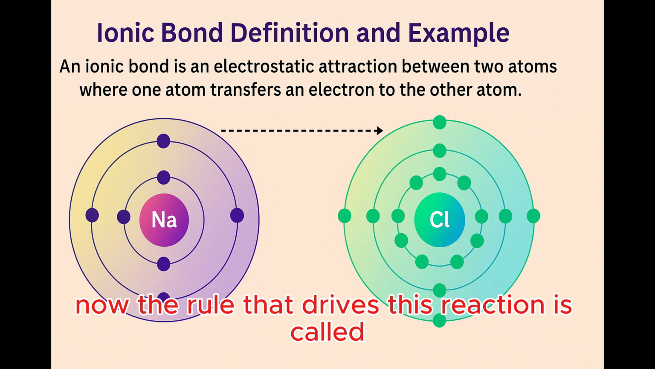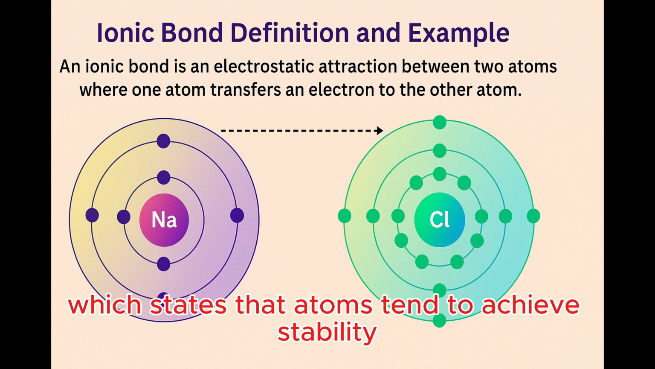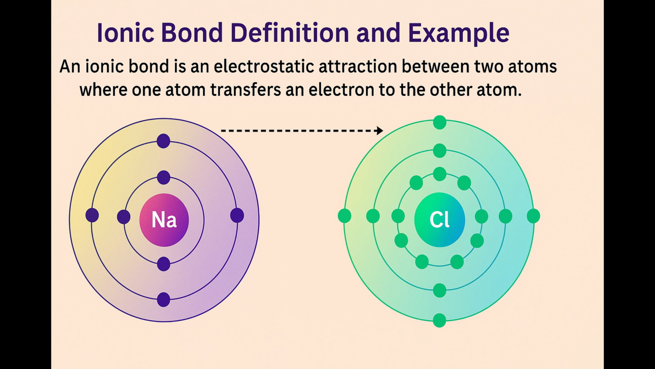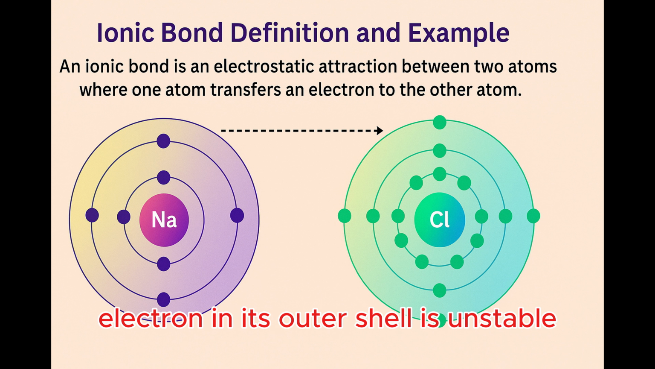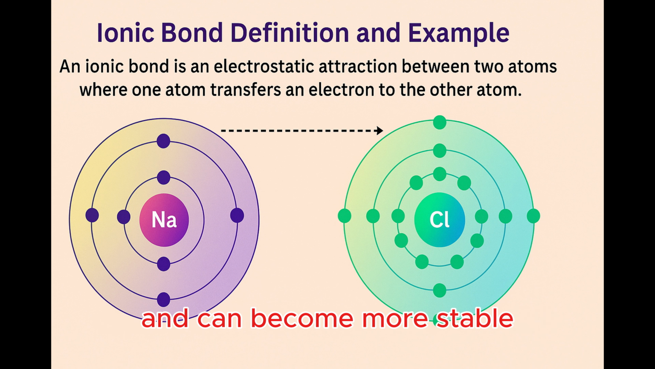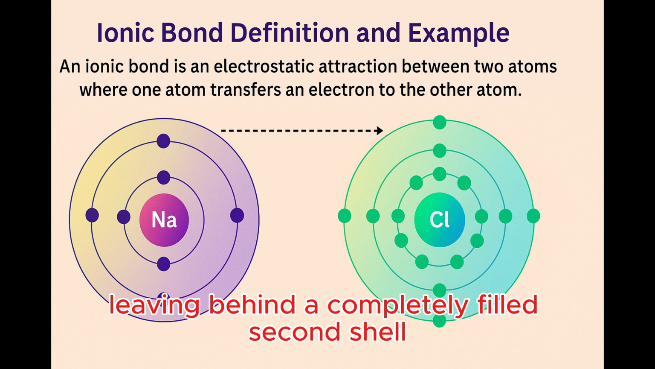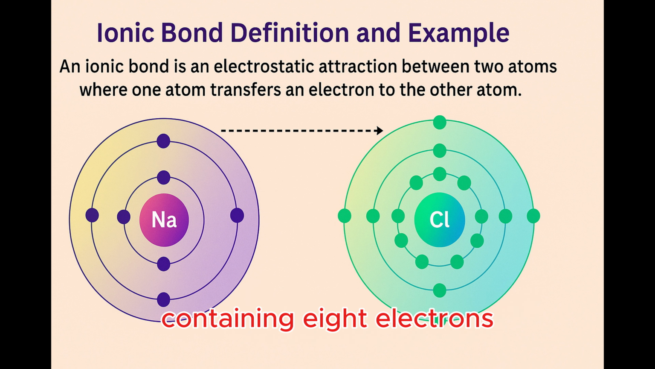Now, the rule that drives this reaction is called the octet rule, which states that atoms tend to achieve stability by having 8 electrons in their outermost shell, just like the noble gases. Sodium, with only 1 electron in its outer shell, is unstable and can become more stable if it loses that 1 electron, leaving behind a completely filled second shell containing 8 electrons.